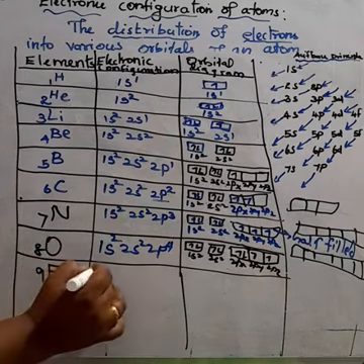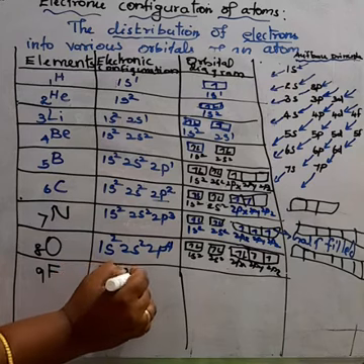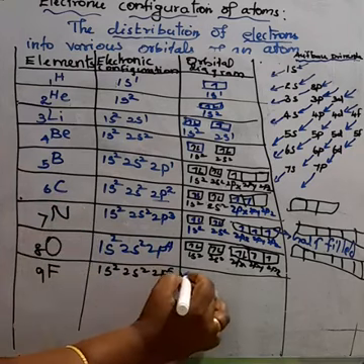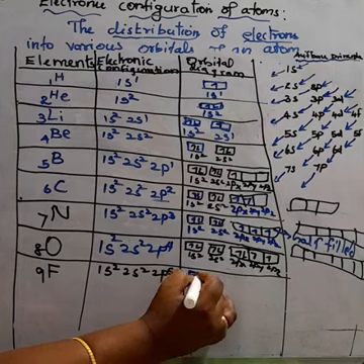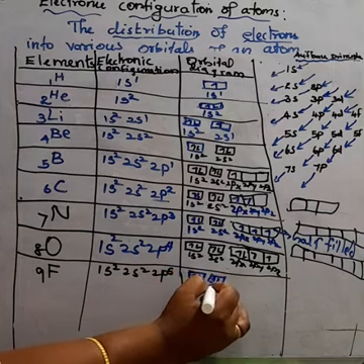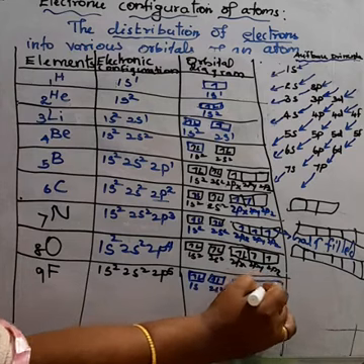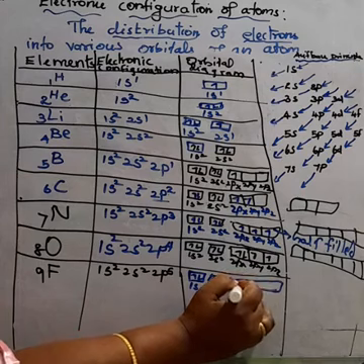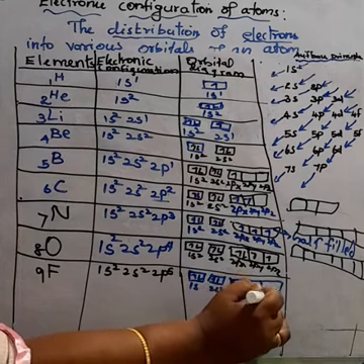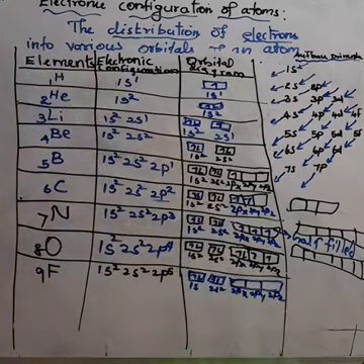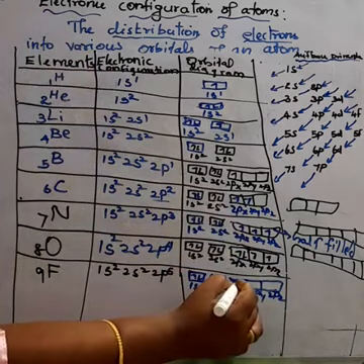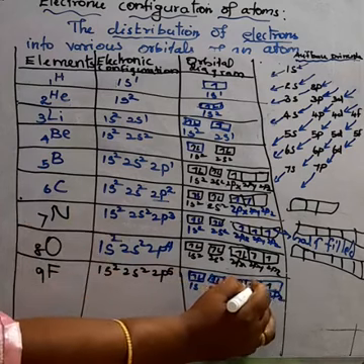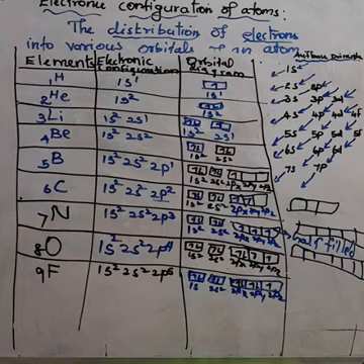And then fluorine, atomic number 9. What is the electronic configuration? 1s2, 2s2, 2p5. What is the orbital diagram? First the 1s orbital with 2 electrons, next the 2s orbital with 2 electrons, and the 2p orbital, where we accommodate 5 electrons: 2px, 2py and 2pz. How will you fill the 5 electrons? First fill singly, and then the remaining 2 electrons we fill in 2px and 2py. Understood? Then neon.